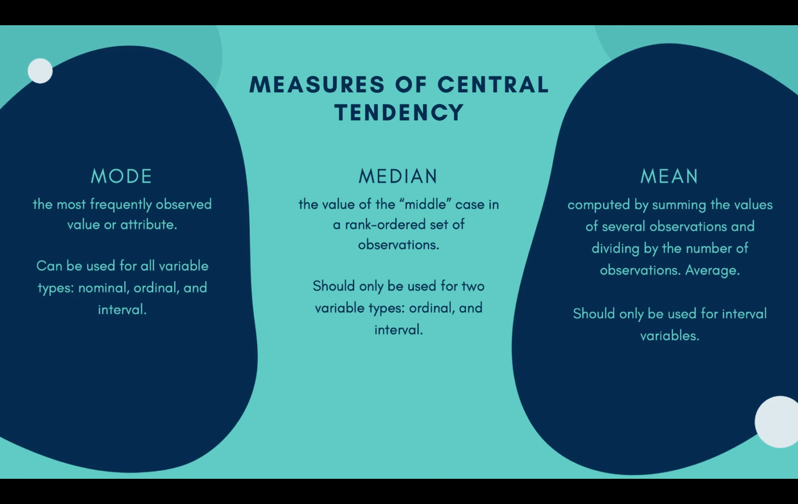The median is the middlemost case. It's the 50th percentile, the point at which 50% fall above and 50% fall below that case, the middlemost point. The median is a little bit more sophisticated than the mode, and because of that, it requires a more sophisticated level of measurement. While the mode can be used for all 3 variable types, the median can only be calculated for ordinal variables and interval ratio variables.